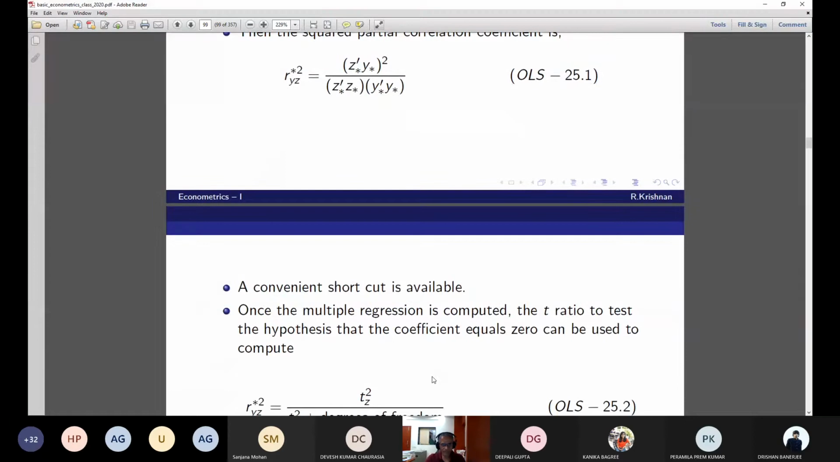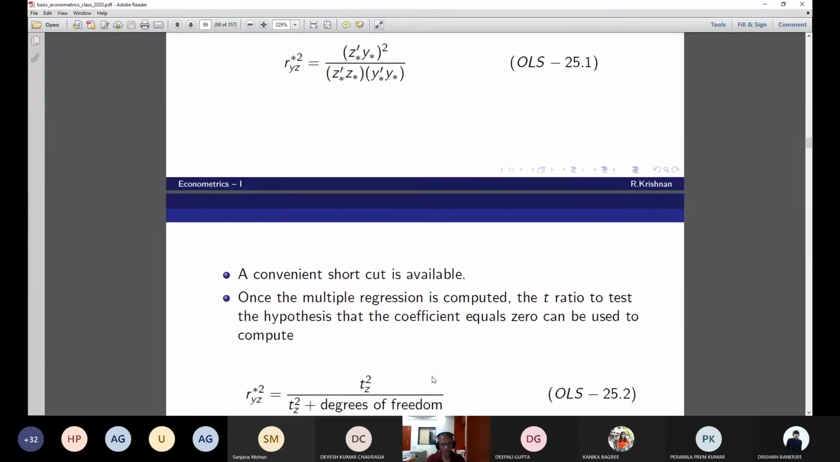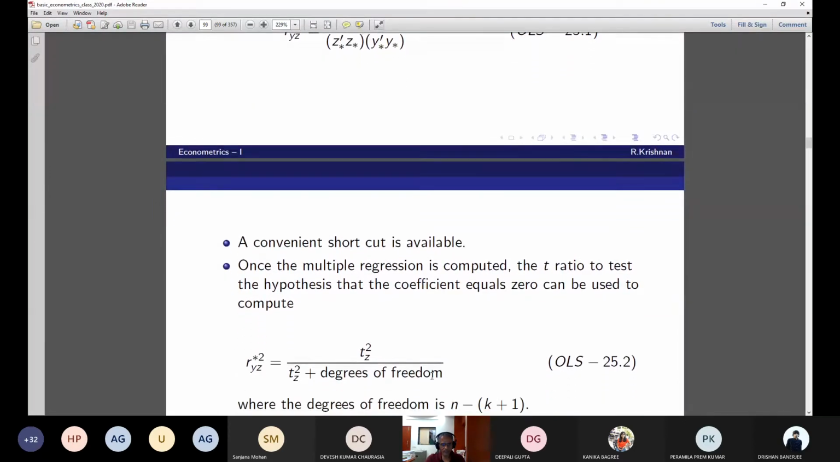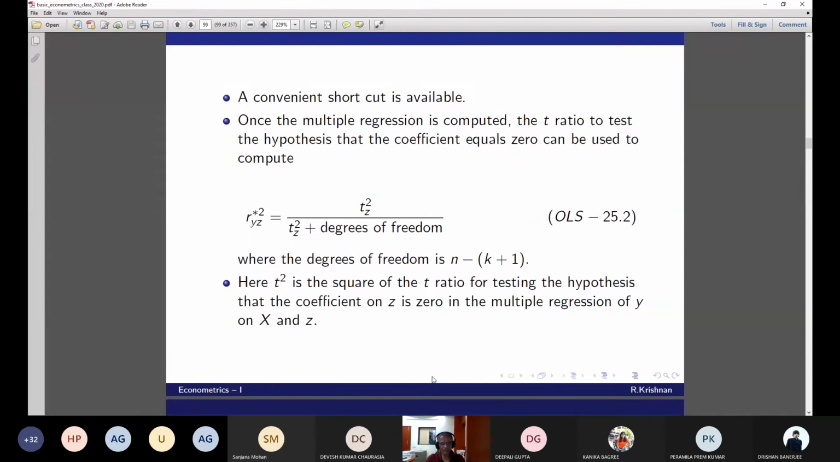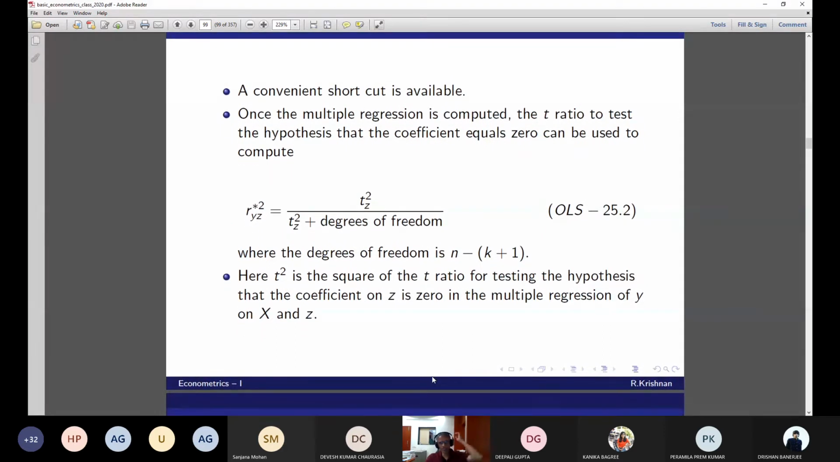A convenient shortcut is available. What is the shortcut? First, compute the multiple regression of income on education and age. The T ratio to test the hypothesis that the coefficient equals 0 can be used to compute this. T square is the square of the T ratio for testing the hypothesis that the coefficient on Z is 0 in the multiple regression of Y on X and Z.